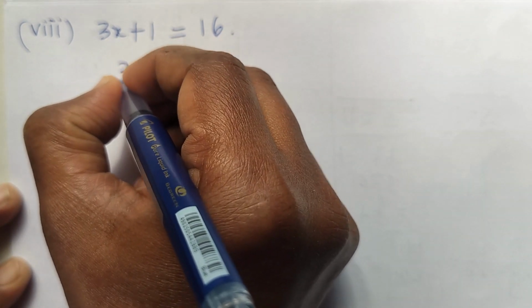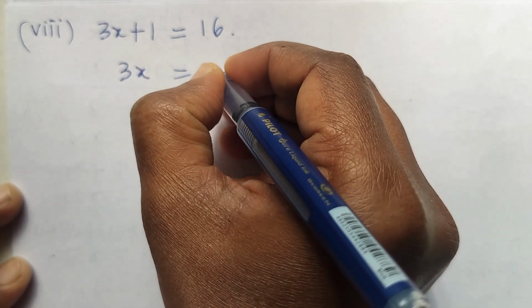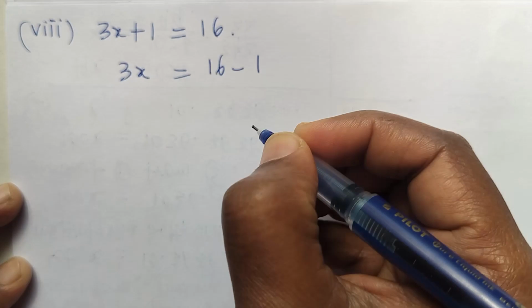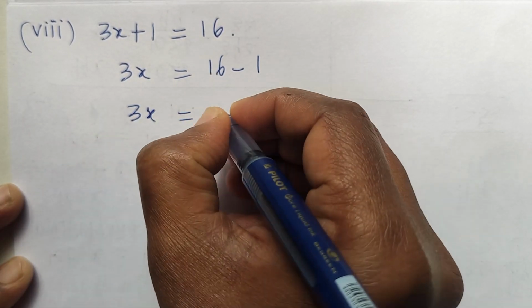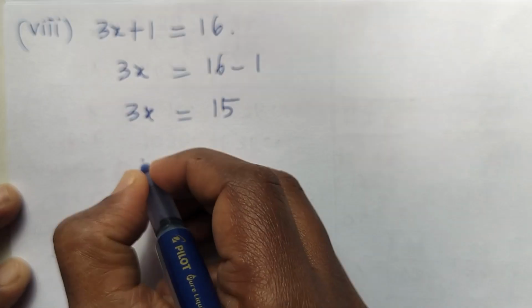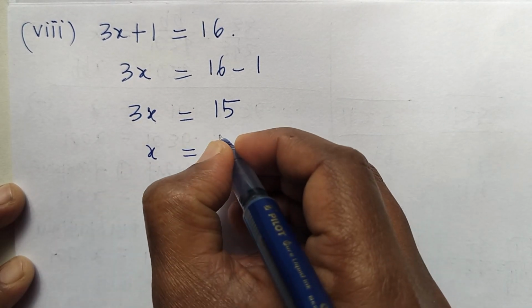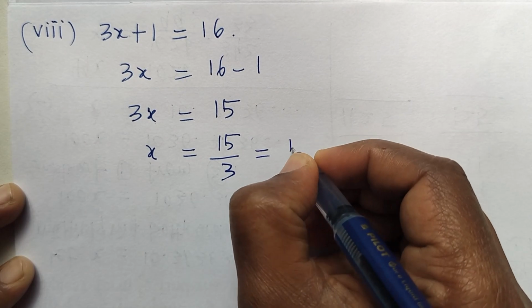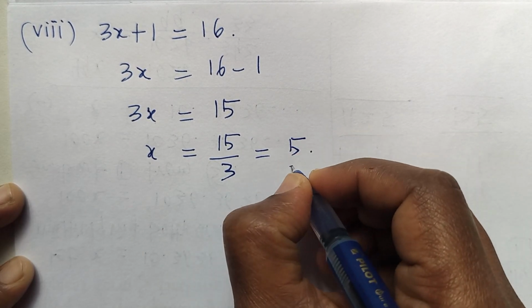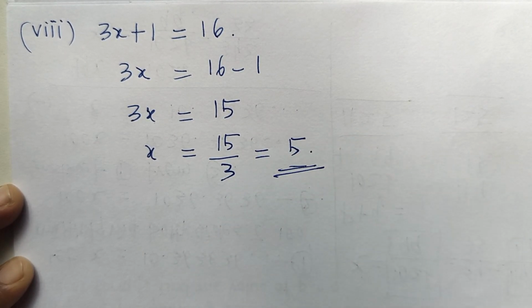Next eighth one, 3x plus 1 equal to 16. So here 3x equal to 16 minus 1. So 3x equal to 15. Then x equal to 15 by 3. So that will be 5. So x is equal to 5.